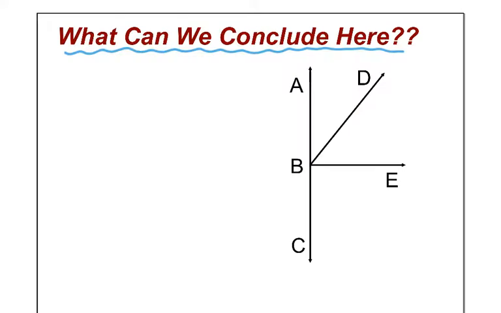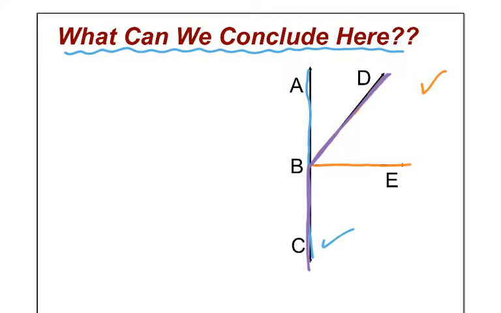For example, could you say that angle DBE is an acute angle? Sure. Could you say that angle ABC is a straight angle? Sure. What else could we say? How about angle DBC? What kind of angle would that be? It looks bigger than 90, but less than 180, so that's definitely obtuse.